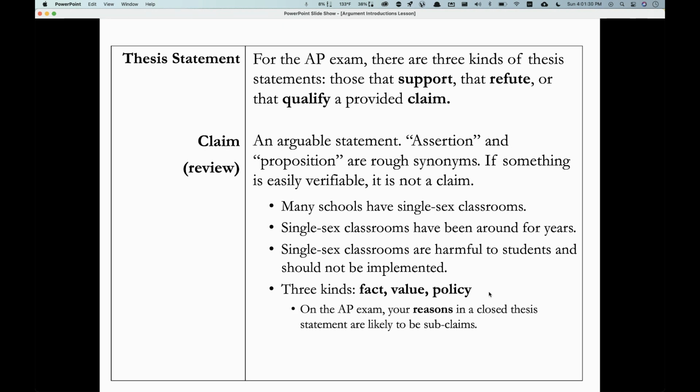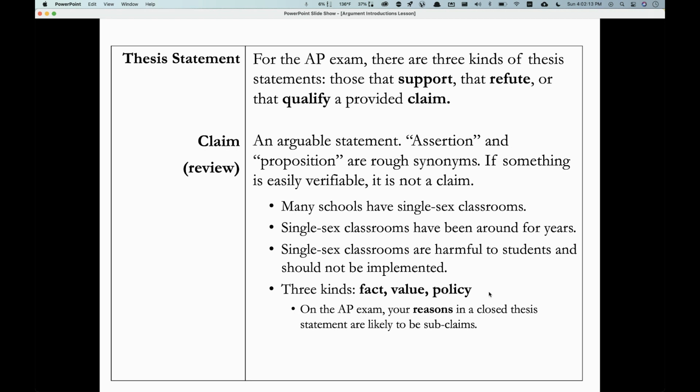On the AP exam, in your closed thesis statements, you're going to have that main claim like single-sex classrooms should not be implemented. That would be, and then you have subclaims. That is your individual claims of fact, value, or policy. Probably fact and value, honestly, because your overarching claim is a claim of policy typically in these argument essays. Not always, though. But your subclaims are going to be sort of lower on that pyramid, where fact is at the bottom, value is in the middle, and policy is at the top, than your main claim.